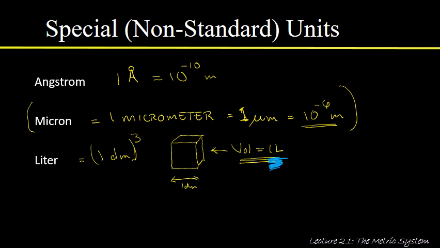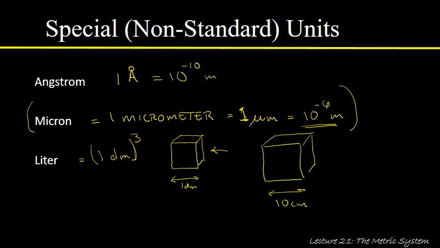All right. I'll also mention that because this is 1 cubic decimeter, a decimeter is 1/10 of a meter, and so this is 1 decimeter across here. It's also 10 centimeters. So if you had a cube that was 10 centimeters on each side, the volume of this would be 10 times 10 times 10, which is 1,000 cubic centimeters.